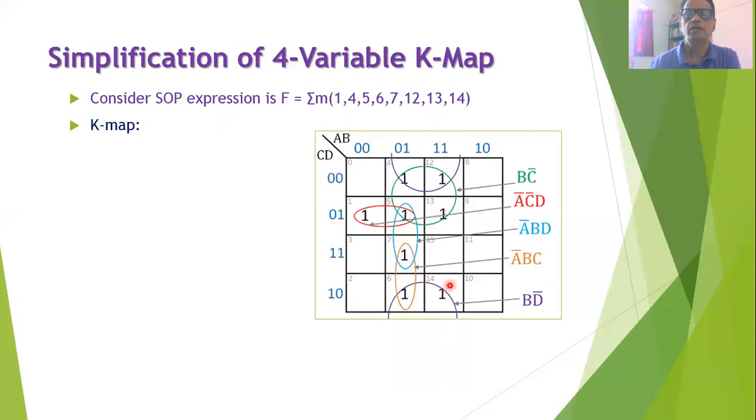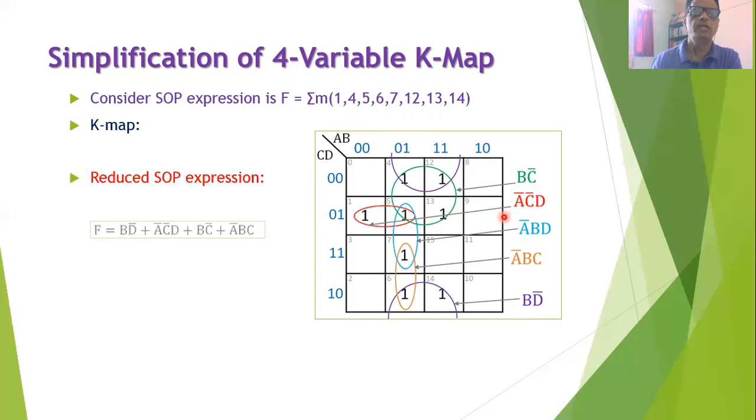And then we will make the largest possible groups. So we can form one quad for which the term will be BC bar. Then we will make another quad, for which the term will be BD bar. Then we will have a pair for which the term will be A bar BC. We'll have another pair, so such overlapping is possible, and we will write it as A bar BD. And there is another pair for which the term can be written as A bar C bar D.